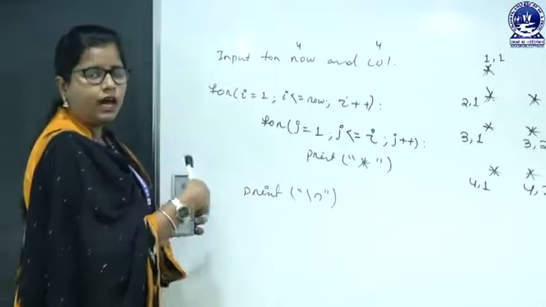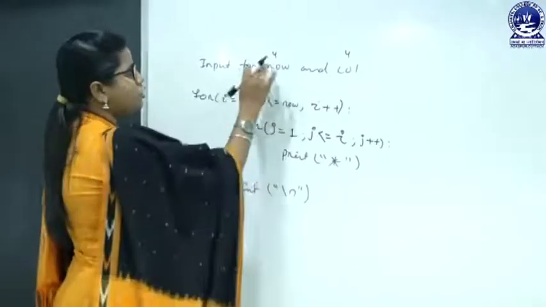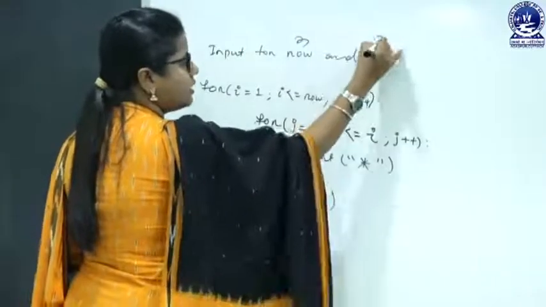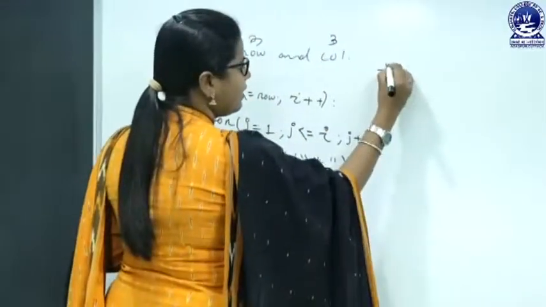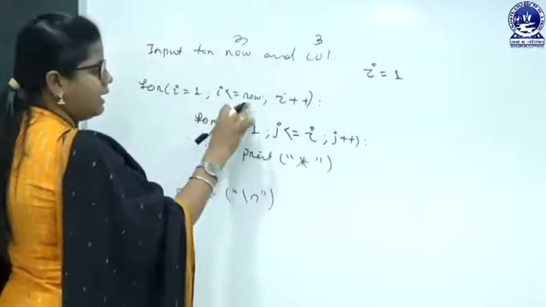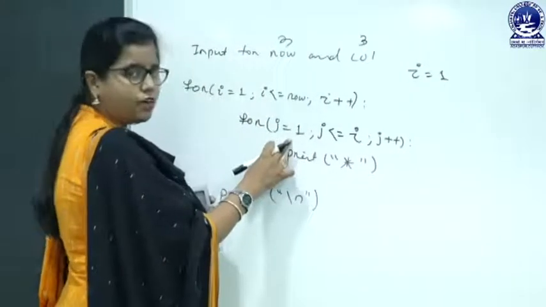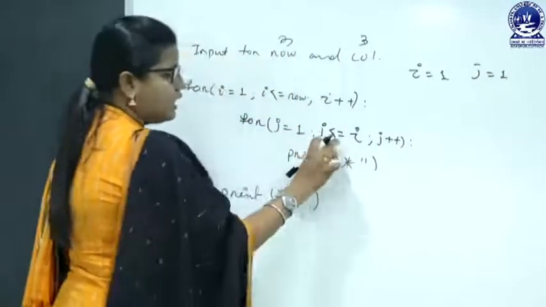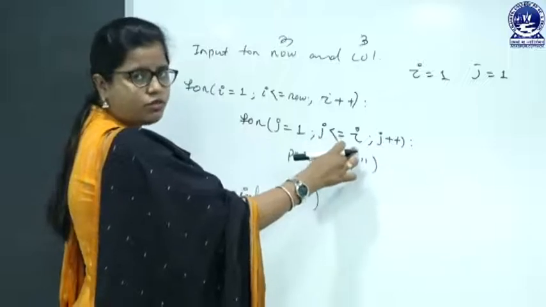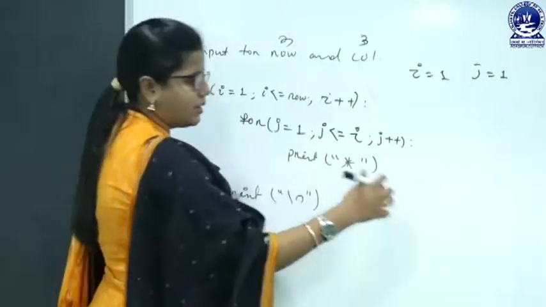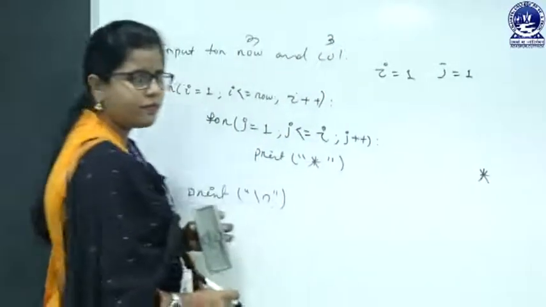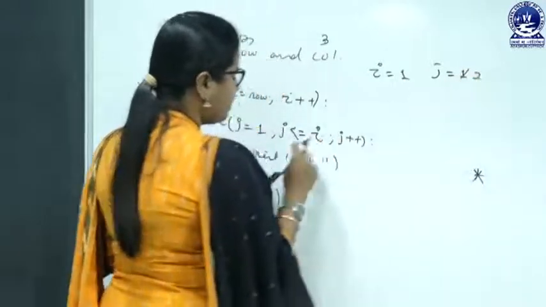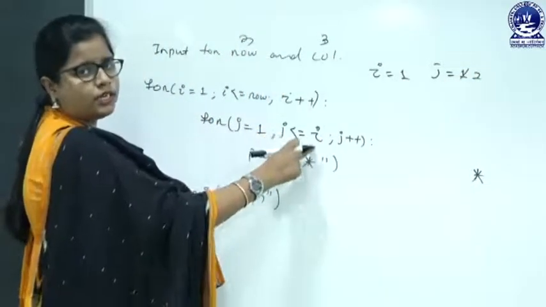So let's see how it will run. Suppose the row and column value is 3. Here is the 3 and here is the 3. Now what is the I value? I is 1. I less than equals 3, true. Then we will go here. J equals 1. J less than equals 1. 1 is less than equals 1, true. Then we need to print a star. So here is the star. Then j will be incremented, j will be 2, and the condition is false: 2 is less than equals 1.